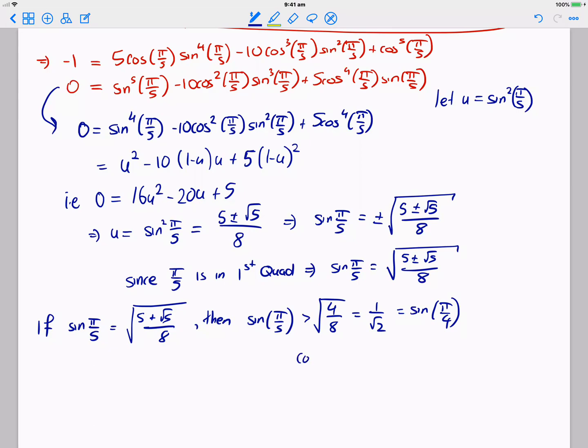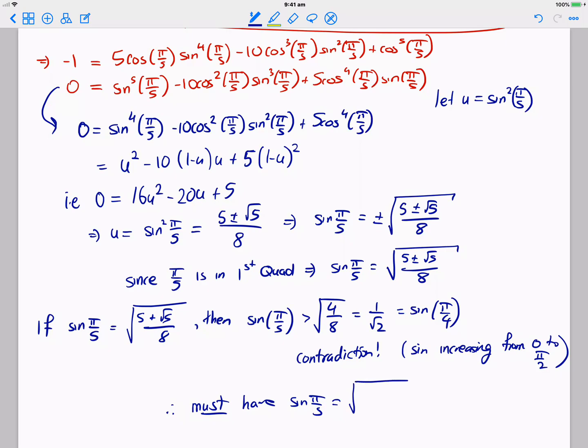That's a contradiction, right? The reason it's a contradiction is because we know that the sine function is increasing when you go from 0 to pi on 2. So sine pi on 4 would have to be bigger than sine pi on 5. So if you assume the positive, we get a contradiction. So therefore we must have the negative. So therefore we must have sine pi on 5 equal to square root of 5 minus root 5 on 8.